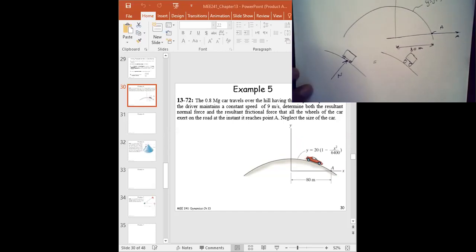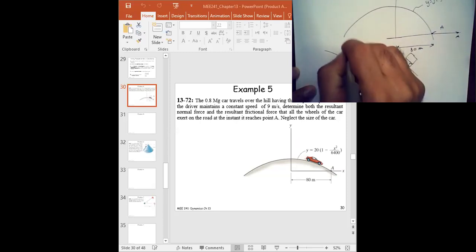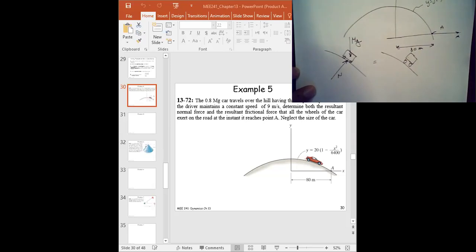Okay, what else do I have going here? The weight. The weight has to be at the center of gravity. And that's it. We have mg. Anything else, or do we have any frictional forces or no? Yes, we have friction. We do.